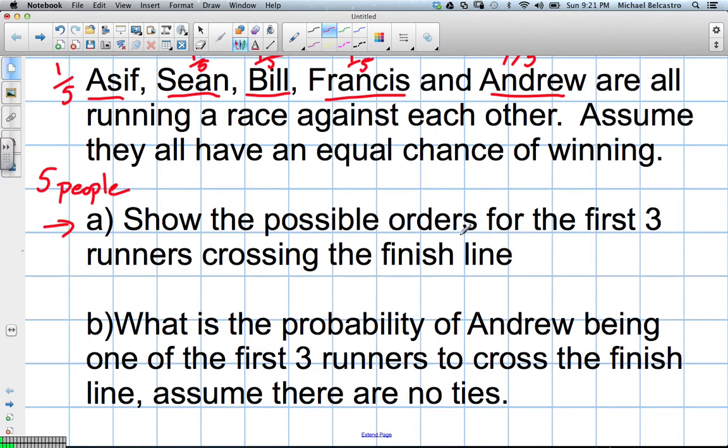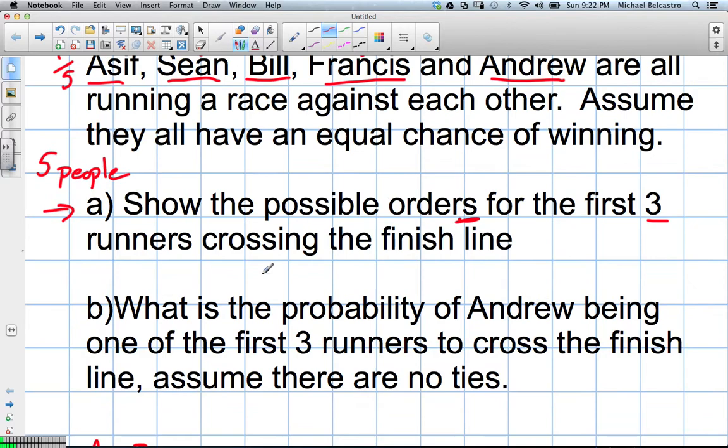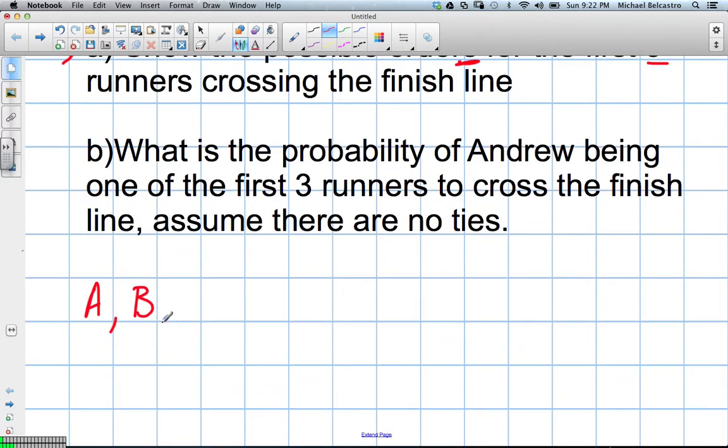So, first thing we want to check is this. Show the possible orders. In other words, I'm guessing they want us to show all the possibilities for the first 3 runners crossing the finish line. Okay. So, we have Asif, Bill, we'll just use their first letters, Sean, Francis, and Andrew. So we'll do AN for Andrew. These are the 5 guys, right?